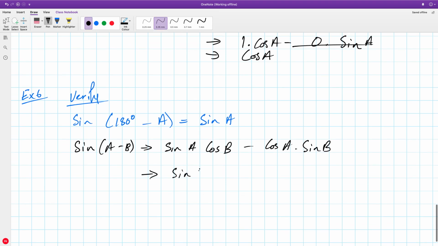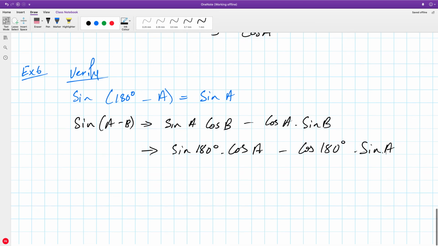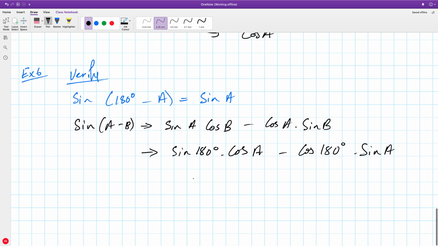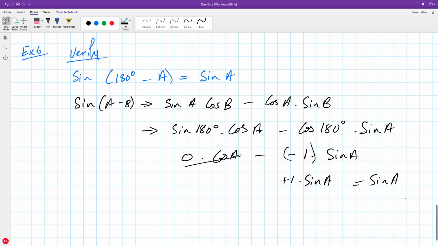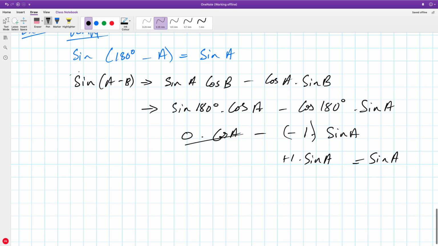So that is the sine of 180 degrees by the cos of A minus the cos of 180 degrees by the sine of A. Sine of 180 degrees is 0, by the cos of A, minus the cos of 180 degrees, which is minus 1, by the sine of A. That knocks off, minus by minus 1 is plus 1 times the sine of A, which is equal to sine A. You all happy with that? Right. Moving on again.